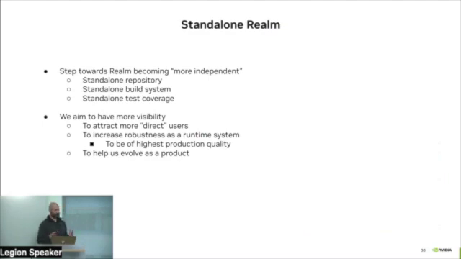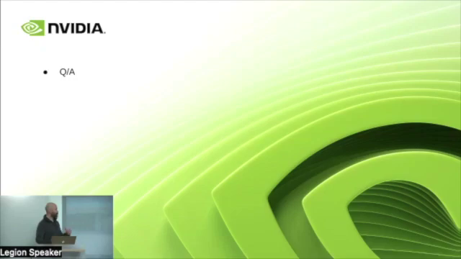Right. And last but not least, I just want to have this slide on standalone Realm. Basically our objective is to become slightly more independent and have a little bit more visibility. The goal would be to have more direct customers and more diversity. That will help improve the pressure on our system to perform and do well, and hopefully bring new features and help us evolve as a product overall in a good way. So I think we will have this discussion later today. I'm personally looking forward to it. Okay, and that's the last slide.